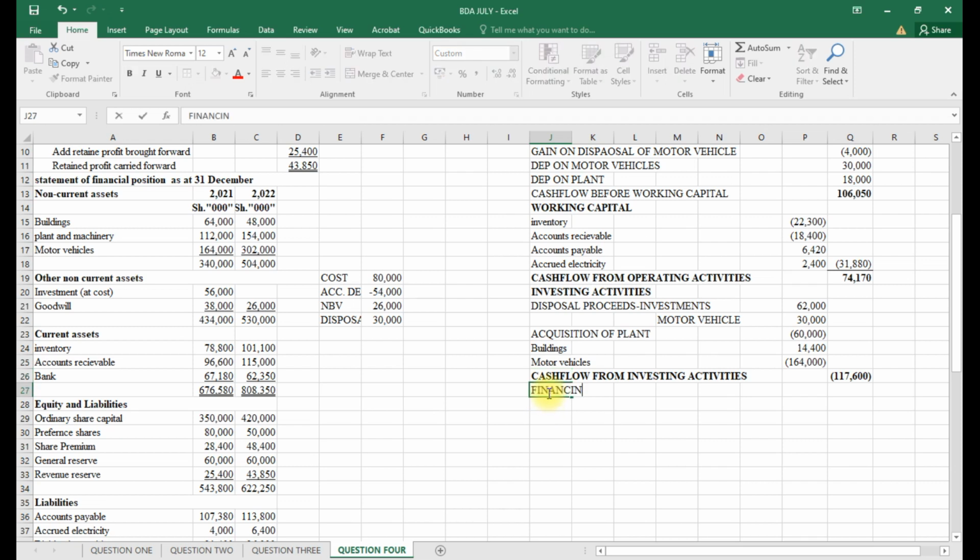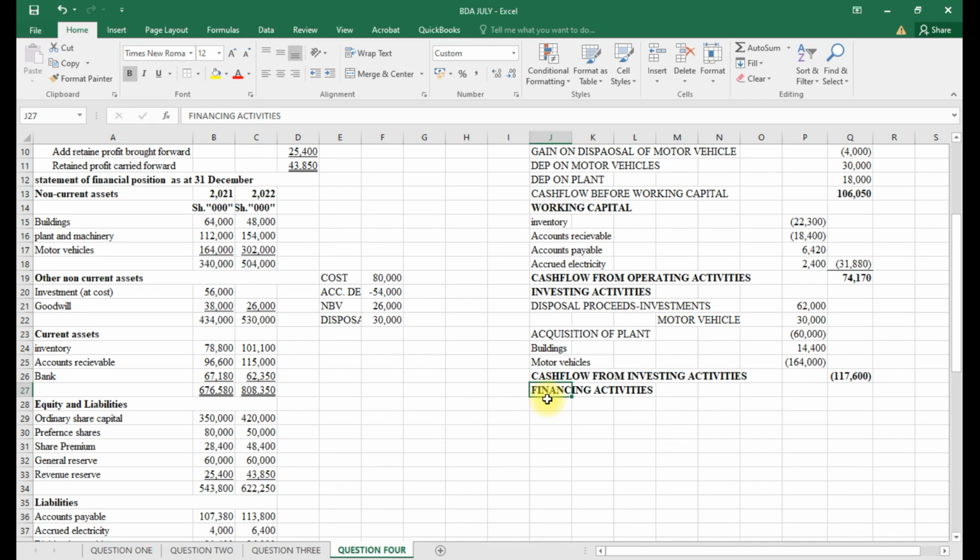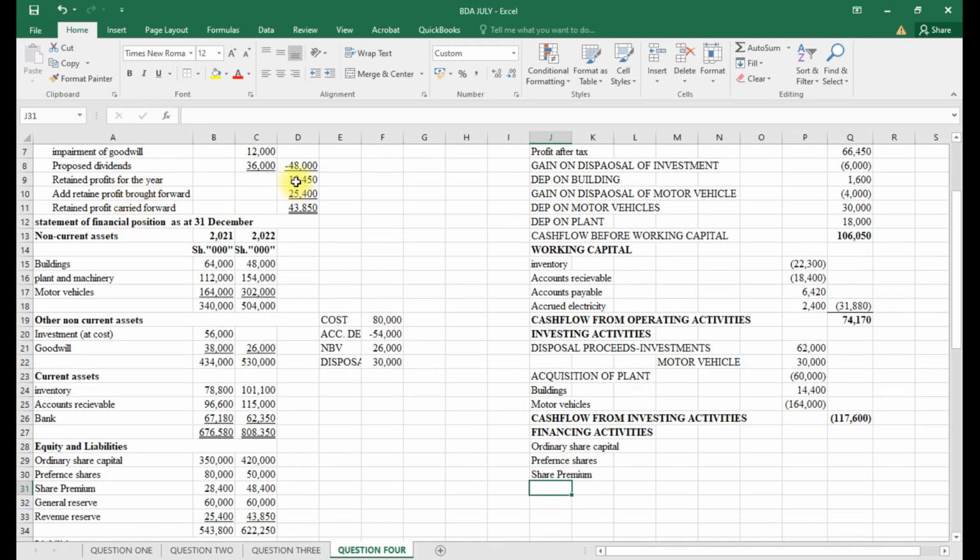Financing activities. When you look at the financing activity that we had, the first one is the ordinary shares. The second one is the preference. The third one is the share premium. General reserve was constant. The movement in revenue is because of this. The retained profit was 18, and when you add retained profit brought forward at 25, you'll get the end. So the movement was just because of that.